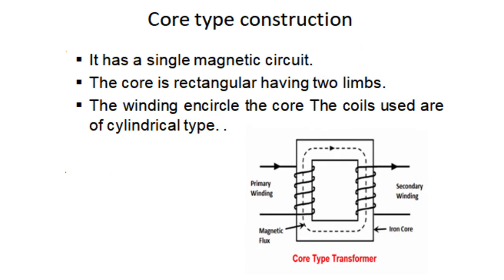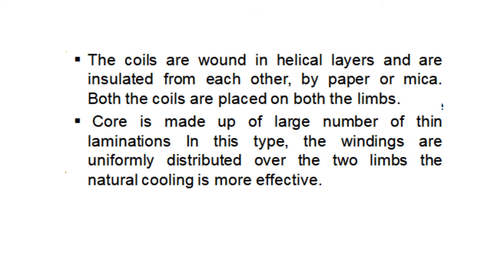Core type of transformer. It has a single magnetic circuit. The core is rectangular, having two limbs. The winding encircles the core. The coils used are of cylindrical type. The coils are wound in helical layers and are insulated from each other by paper or mica. Both the coils are placed on both limbs.